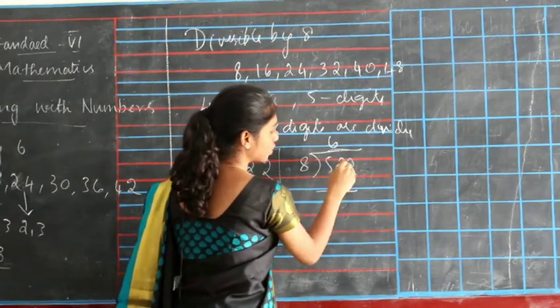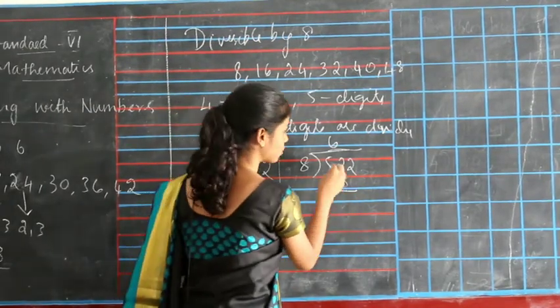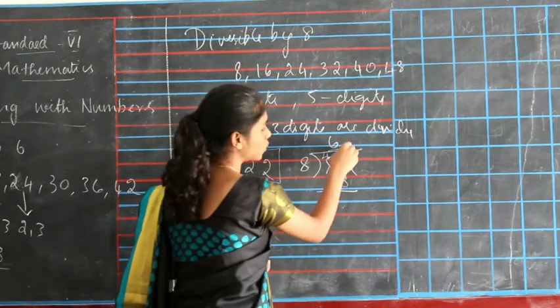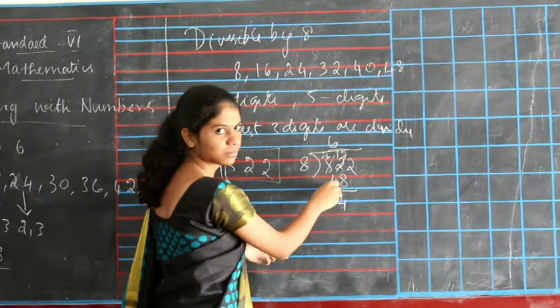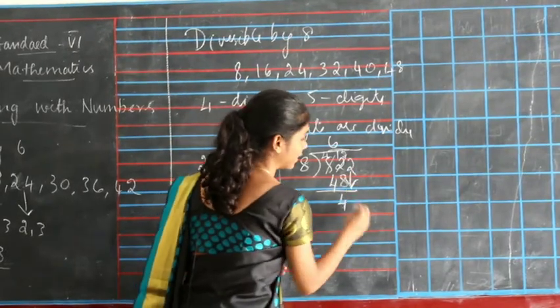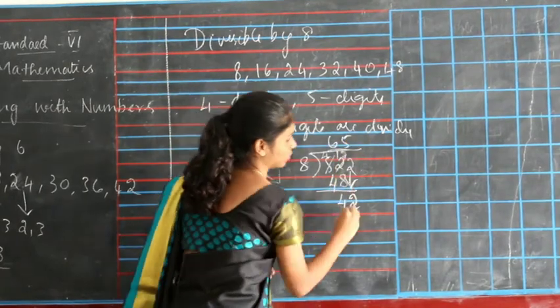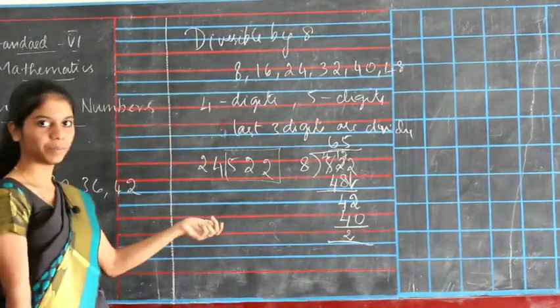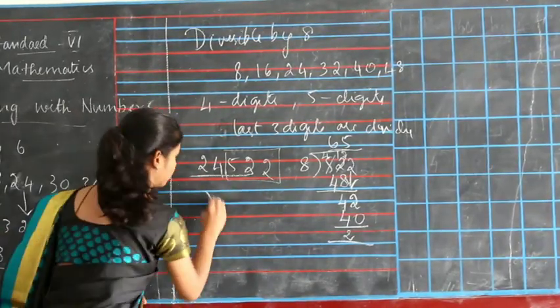Okay, so 2 cannot be subtracted by 8, so borrowing, this will be 4 and this will be 12. 12 minus 8 will be 4, and then we are getting 2 down. So 5 8s are 40. So this number cannot be divided by 8. We'll check with the whole number now.